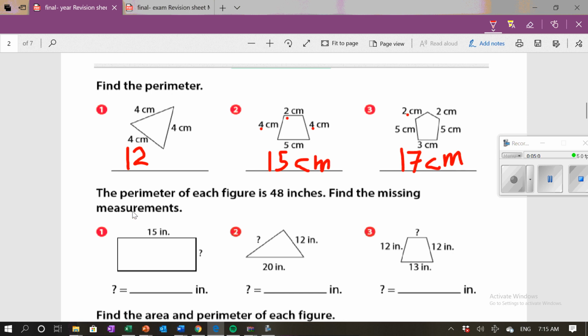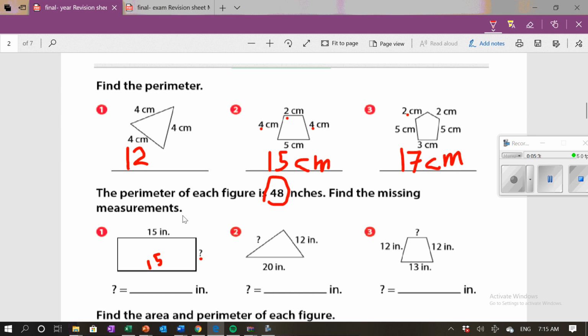Next question. The perimeter of each figure is 48. So we know already the perimeter. Find the missing measurements. When you know the perimeter, I call the formula. You remember this is a rectangle and the formula for the rectangle is P equals 2L plus 2W, or double L plus double W. Here I have 15, for sure here is 15, because the opposite sides of the rectangle are the same. So I have to find the unknown.